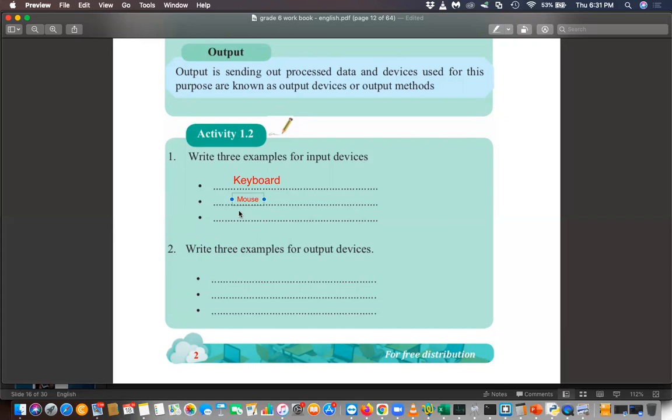Another one, please. How to give sound to the computer? Microphone, yes. Very good. There are many. Camera, yes. Webcam, yes. There are more, right? Microphone, web camera, and maybe scanner. Those are also important. Keyboard, mouse, joystick are also input. Likewise, there are many input devices. Out of these, you can write any three.